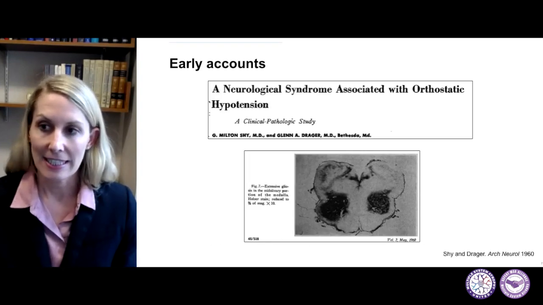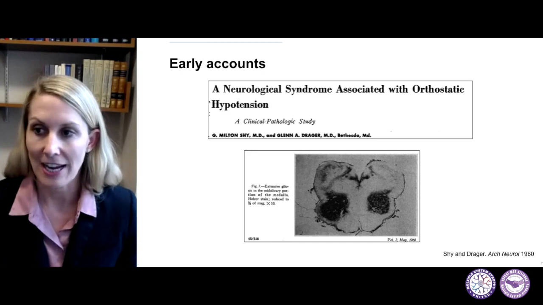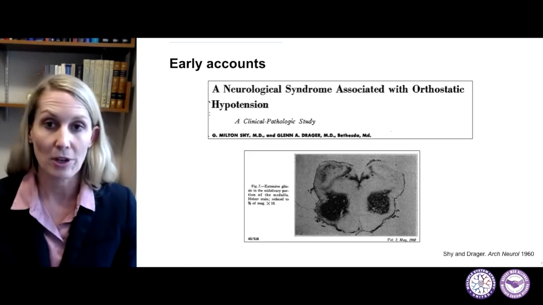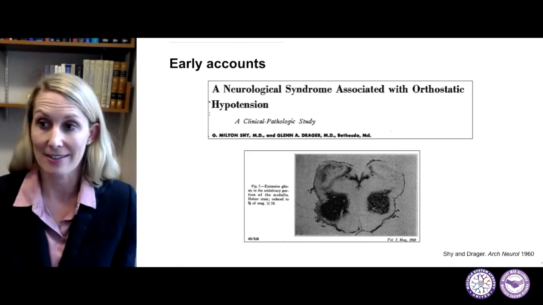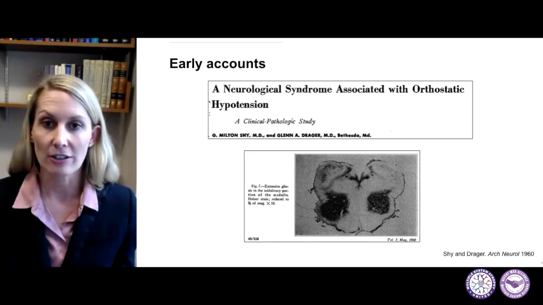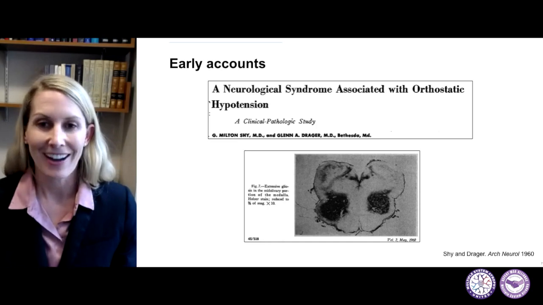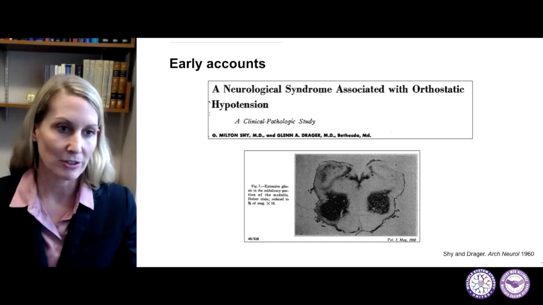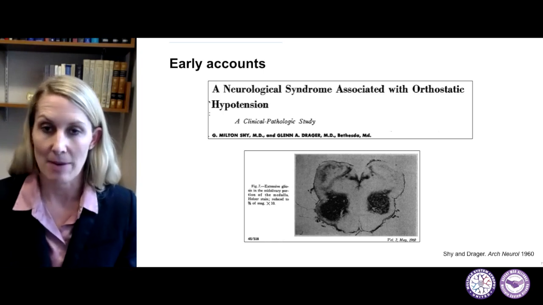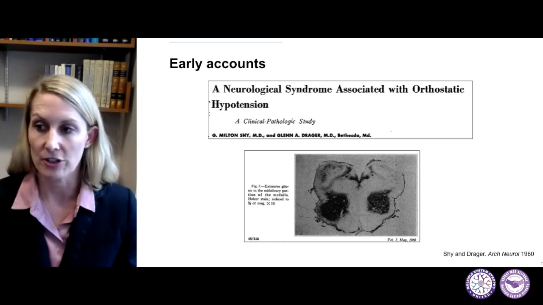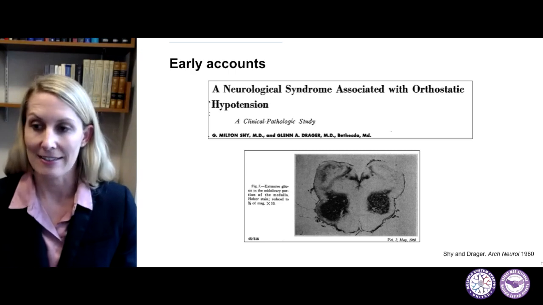And then in the 1960s, a group of Van der Eecken, Adams, and Van Bogaert published a pathologic account of a patient with predominantly Parkinsonism and termed it striatonigral degeneration. Also in the 1960s, Milton Shy and Glenn Drager published their 4 cases of autonomic failure with the classic motor features of Parkinsonism and ataxia.